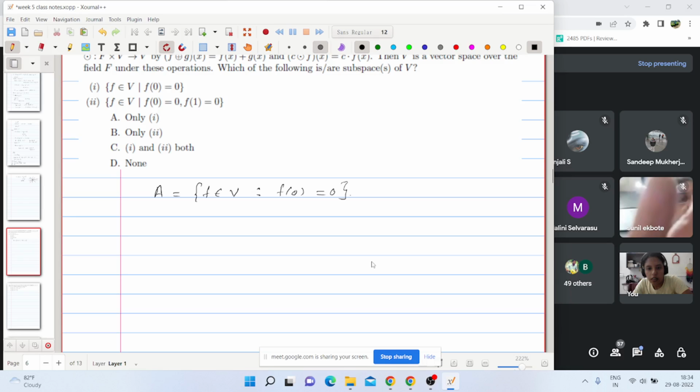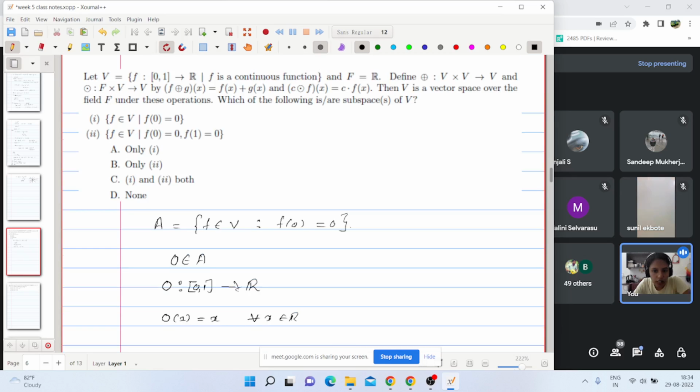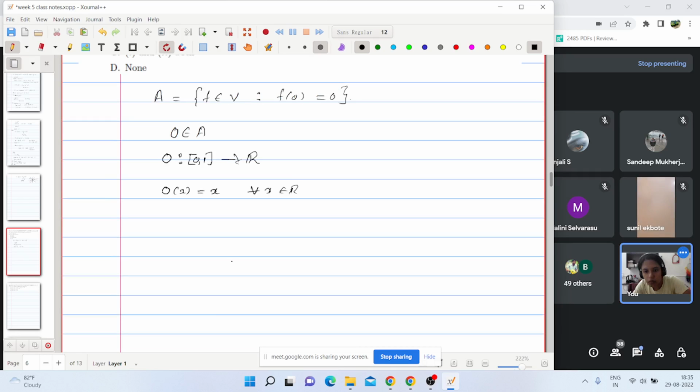What is the 0 element? The 0 element means the 0 function. The 0 function is a function from the closed interval [0, 1] to R, defined as 0(x) equal to 0 for all x. Since this is a constant function, it is a continuous function. So 0 is an element of the vector space V, and also the value of the 0 function at 0 is 0. That means it satisfies this condition also. So this 0 function belongs to A. So A is a non-empty set.